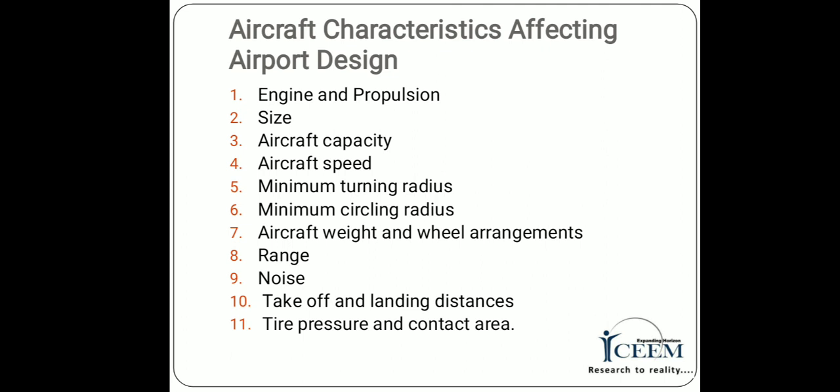Next characteristic is minimum turning radius. It is necessary to know the minimum turning radius of an aircraft to decide the radius of taxiway and to ascertain its position in the landing apron and hangars. Next characteristic is minimum circling radius. A certain minimum circling radius in space is required for the aircraft to take a smooth turn. It is known as the minimum circling radius.